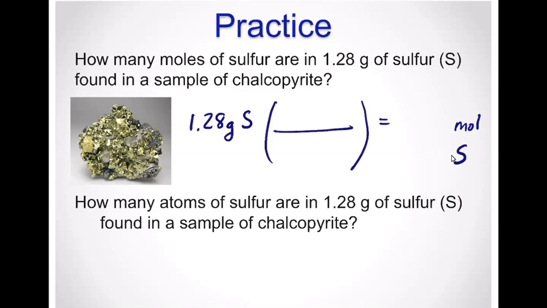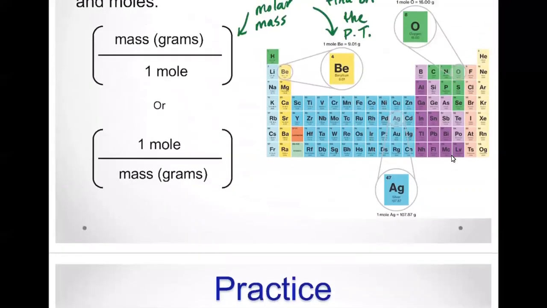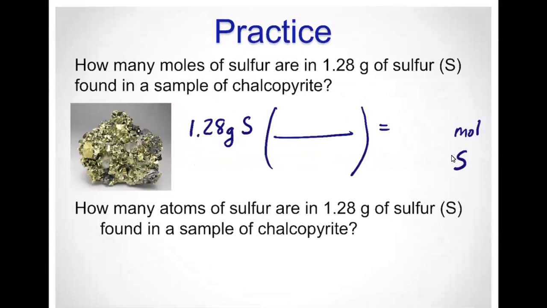So you will look at your periodic table. Okay, so over here, you would look up sulfur, right? And that is, for every 1 mole of sulfur, 32.066 grams. And remember that is the molar mass. So that is our conversion factor.